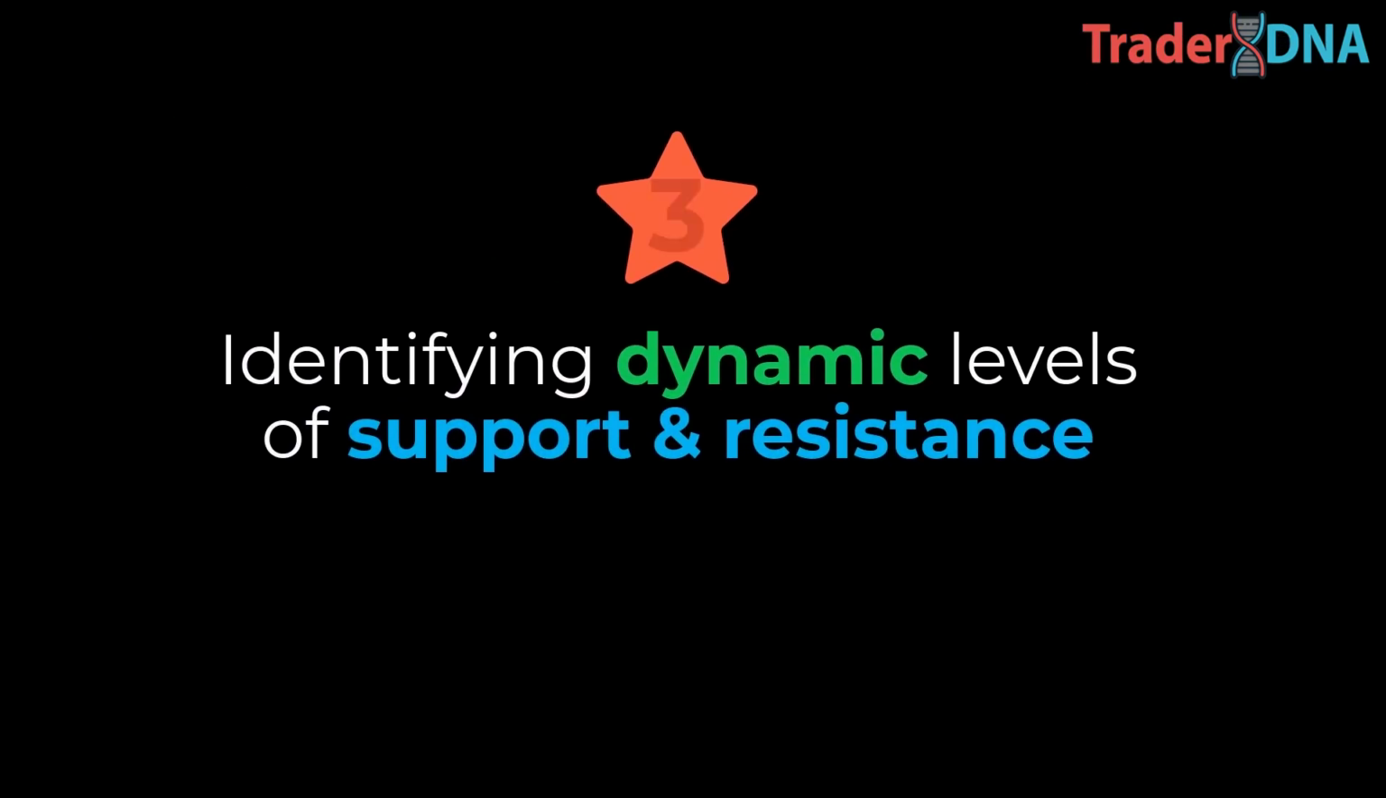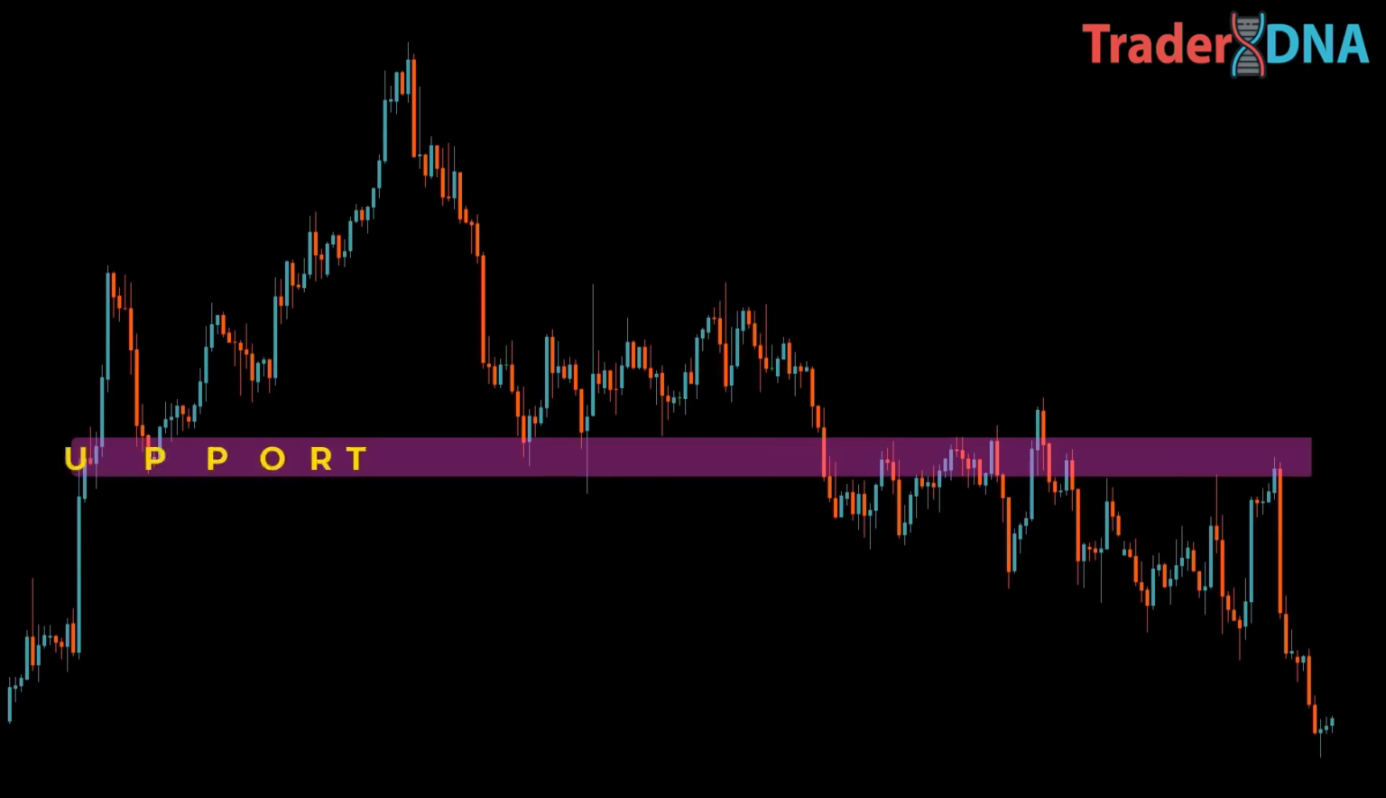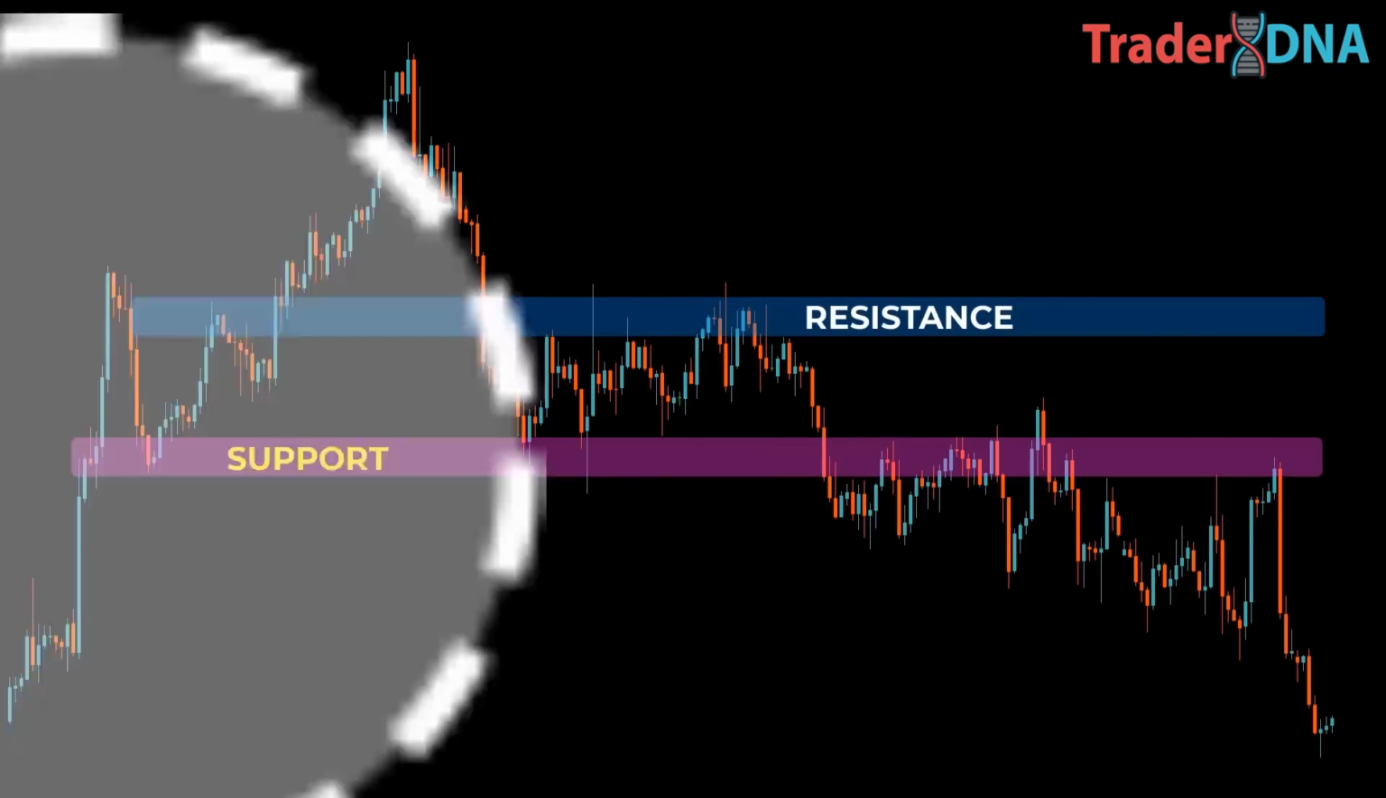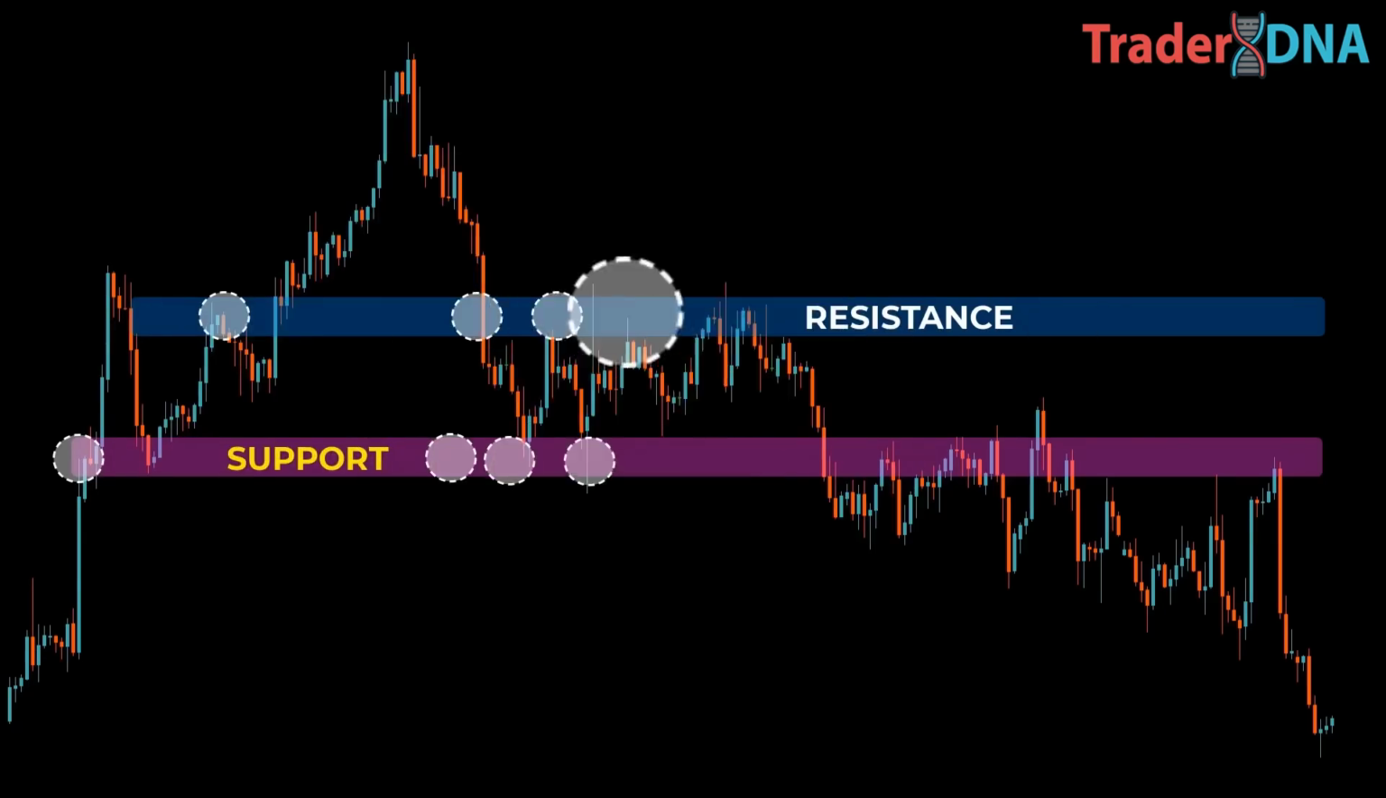We are now moving on to one of the most important uses of the moving average, identifying dynamic levels of support and resistance. When we talk about support and resistance in traditional terms, we refer to fixed price levels where the price is expected to reverse.